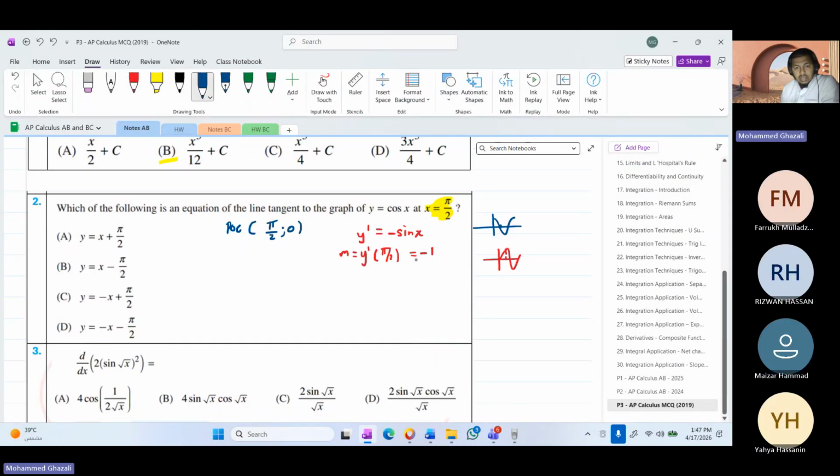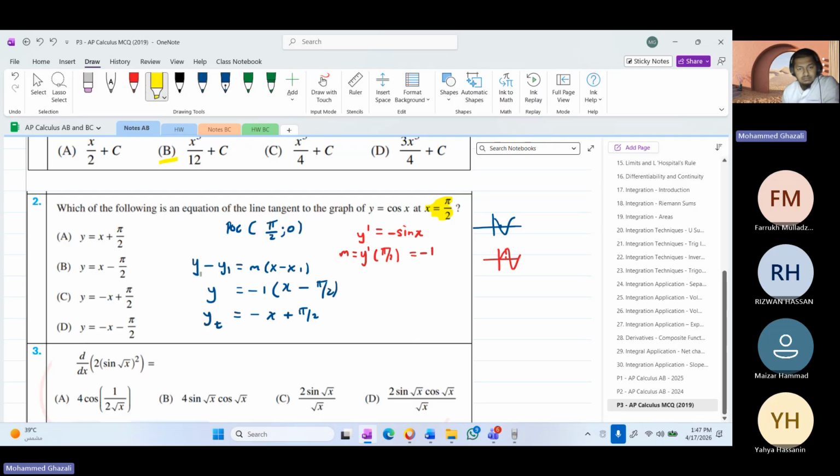So now what is the equation of the tangent line? The equation of the tangent line is y minus y1 equals m into x minus x1. The slope is negative 1. x minus x1 is x minus what's x1? Pi by 2. And what's y1? 0. So that's my answer. If you take the negative inside, it becomes negative x plus pi by 2. And that's my equation of the tangent line.